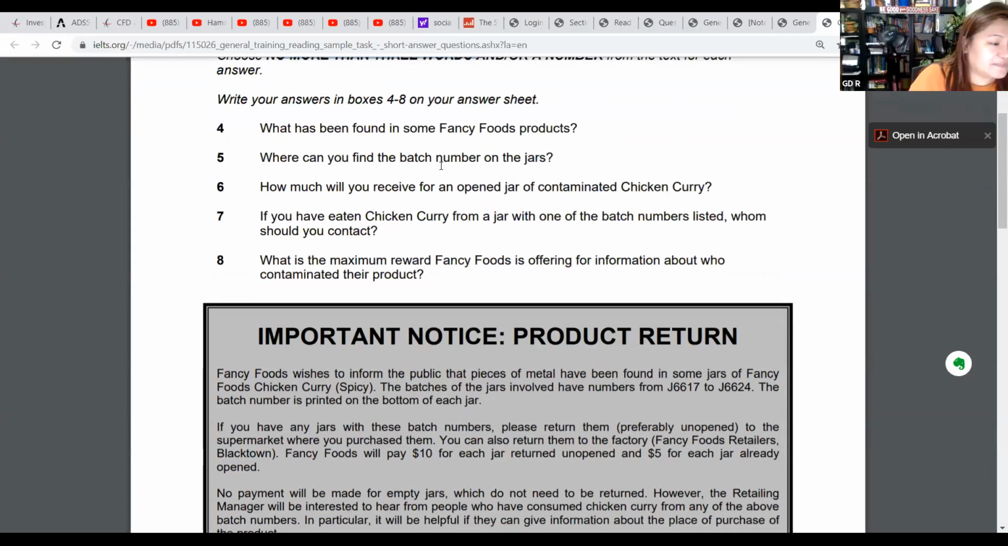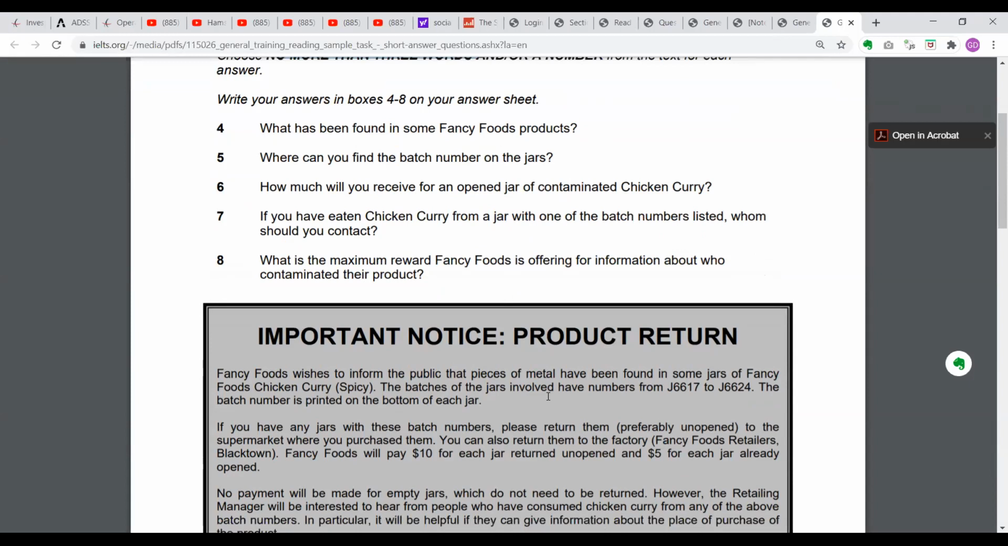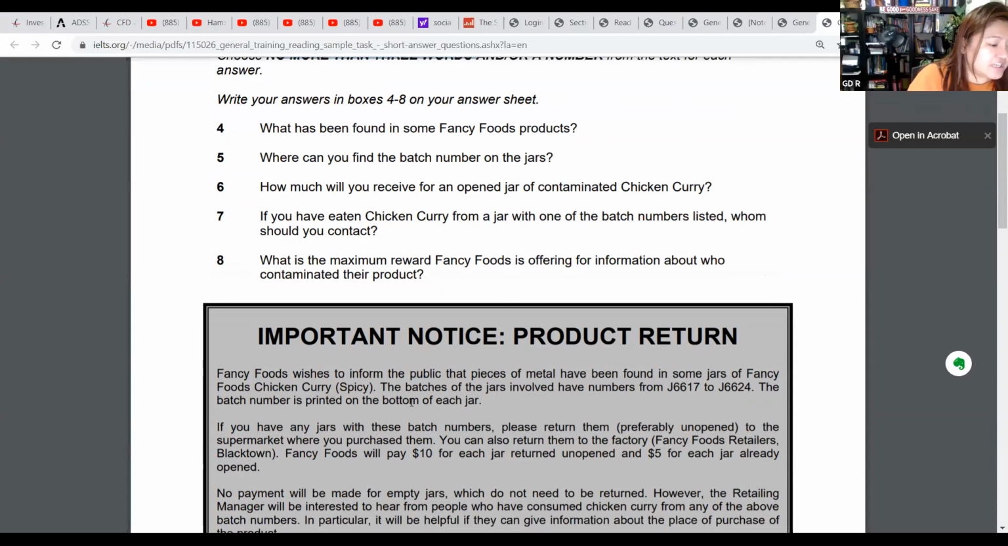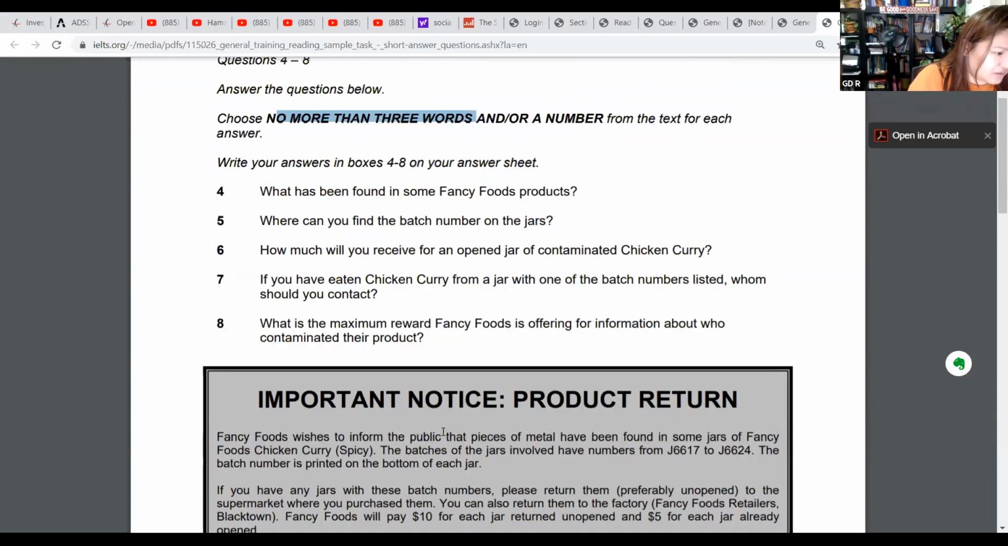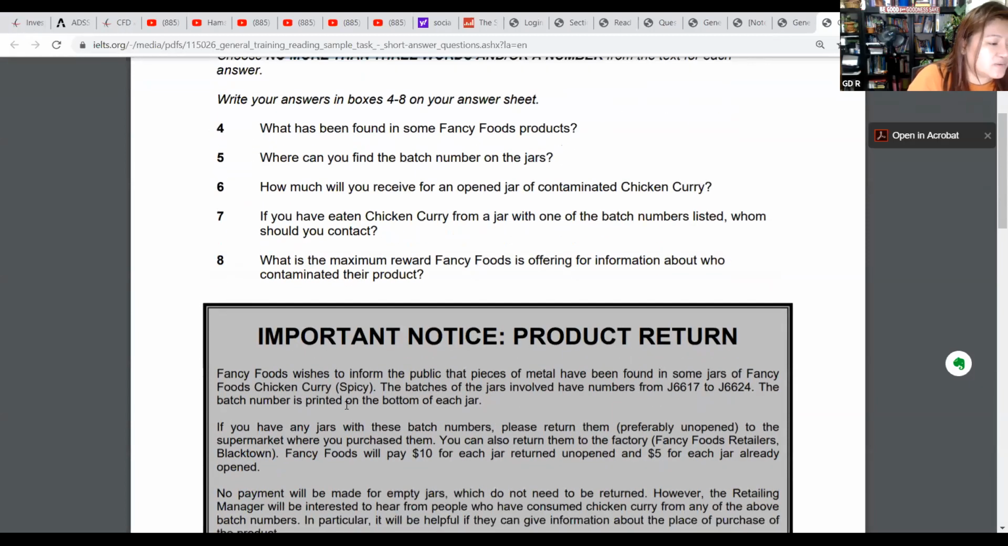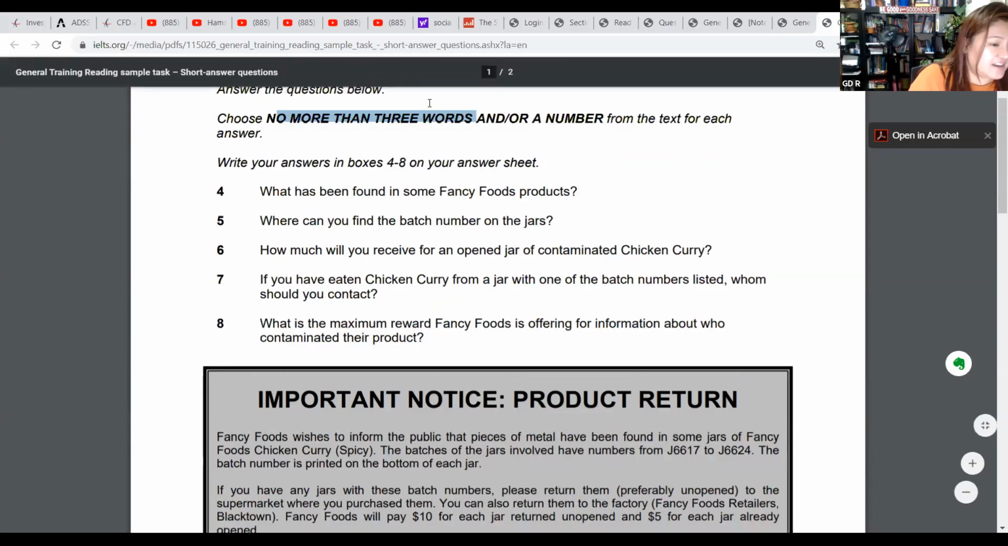Where can you find the batch number on the jars? So, where can you find the batch number on the jars, class? Printed on the bottom. Okay, so the number of words again. What should be your answer? Bottom of jar, jar bottom, ganun lang. 3 words ang pinaka-maximum.